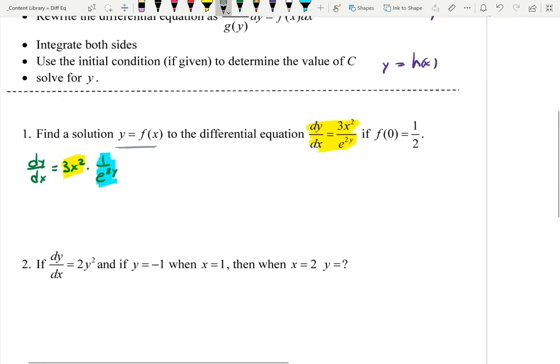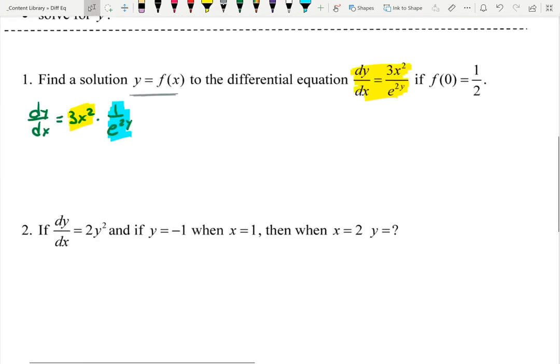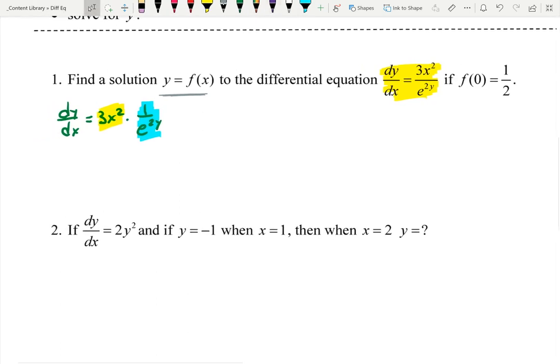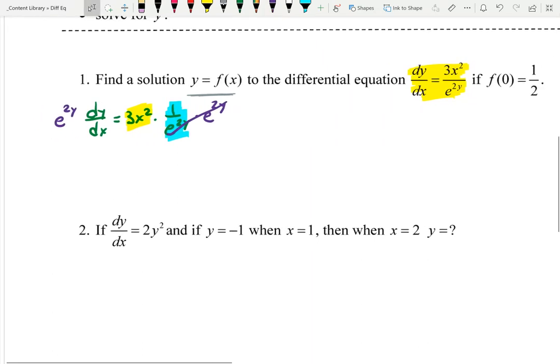Now, the way that you solve a separable differential equation is you separate the variables. So what I'm going to do here is endeavor to get all the x's on one side and all the y's on the other side. So I'm going to start by multiplying both sides of this by e to the 2y. That will allow me to get rid of the y's on the right-hand side. And then I'm further going to multiply both sides of this equation by dx. That's going to allow me to get rid of the x's on the left.